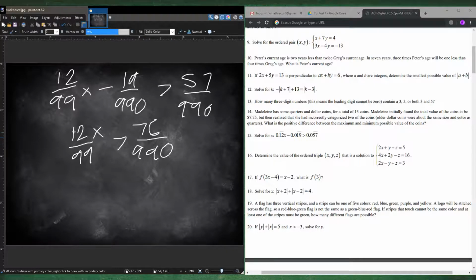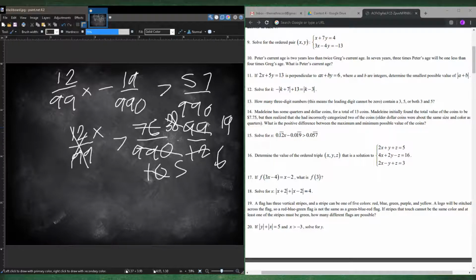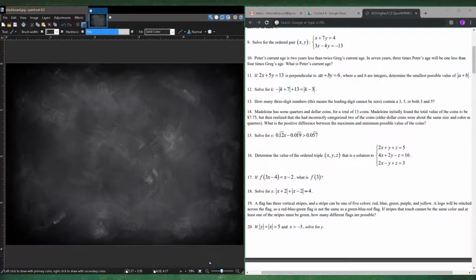And multiplying by 99 divided by 12. That's a 10. Divide by 2, that's 38. Divide by 2, that's 5. 6. Divide by 2, that's 19. Divide by 2, that's 5. So that's 19 all over 30. So x is greater than 19 over 30. That's the answer. So the answer for number 15, not number 5, would be that.